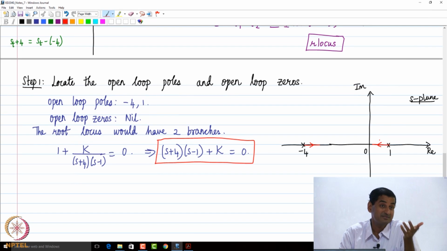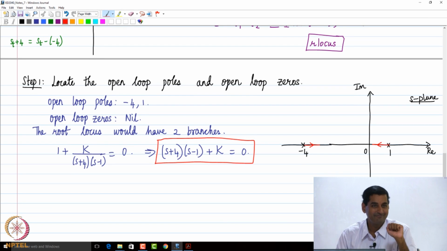So, I am asking you a question, does it matter? We need to think through, right. You also think through, does the order matter? They are just two solutions. See, if you think about it, even the open loop poles, you can write them as -4 and 1 or 1 and -4. Do you think the order matters in this case? Let's think about it, and if it matters, let's discuss why.